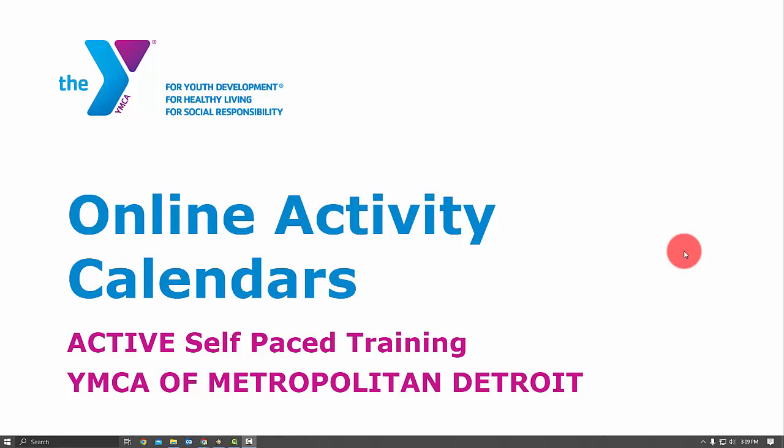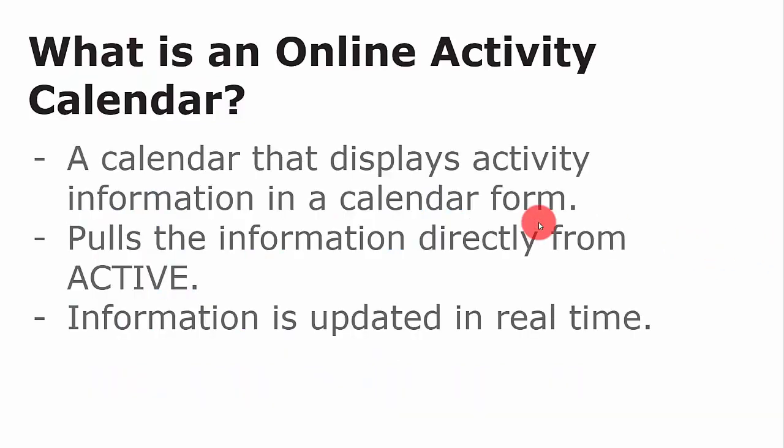This self-paced training is going to focus on online activity calendars. So what is an online activity calendar? Online activity calendars are a way for us to display our activity information in calendar form on a website or with an online link. It's going to pull the information directly from Active, and then the information is updated in as close to real time as we can get.